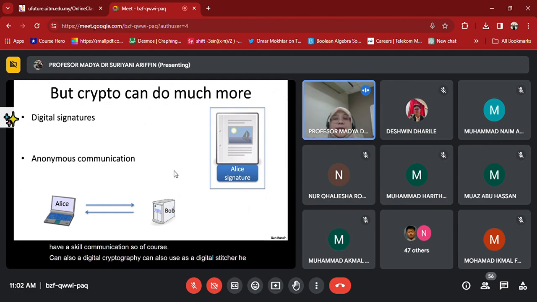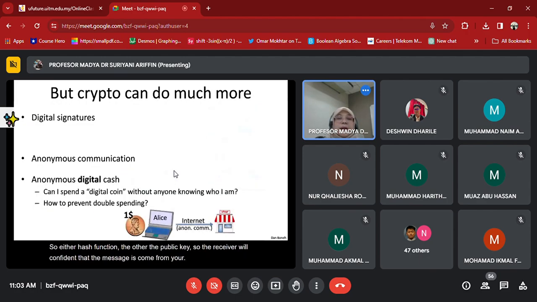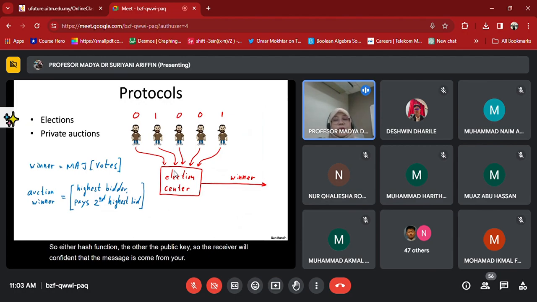We want to make sure that you are who you are, right? So we don't see people, we only see machines. So how do we become confident that you are who you are? That's why there is a digital signature. In cryptography it is used to identify the digital signature. So we have a hash function, we have the public key, so the receiver will be confident that the message comes from you.